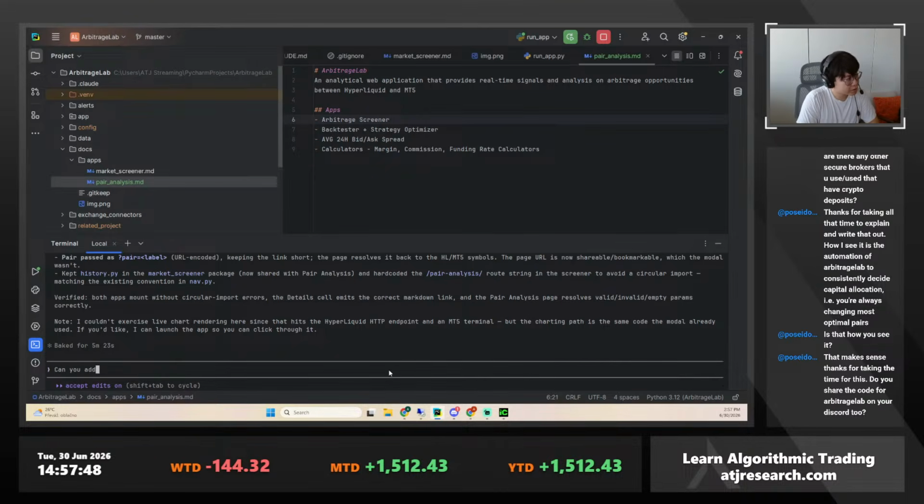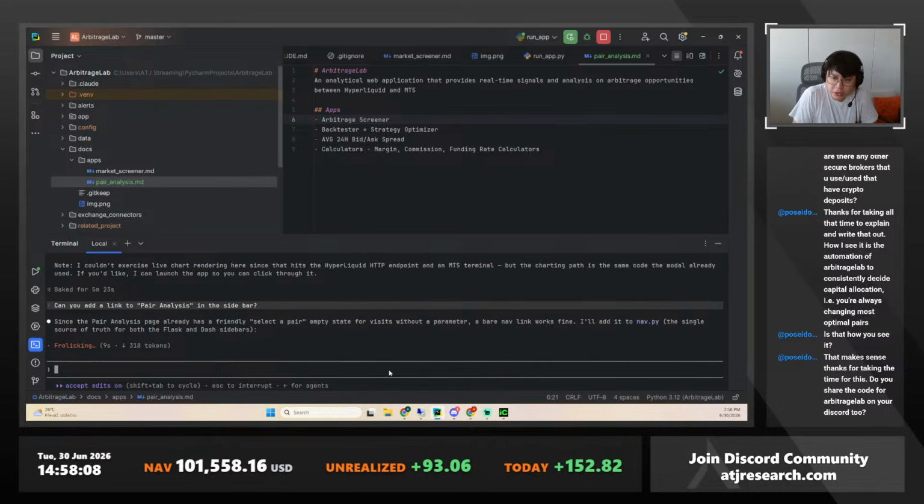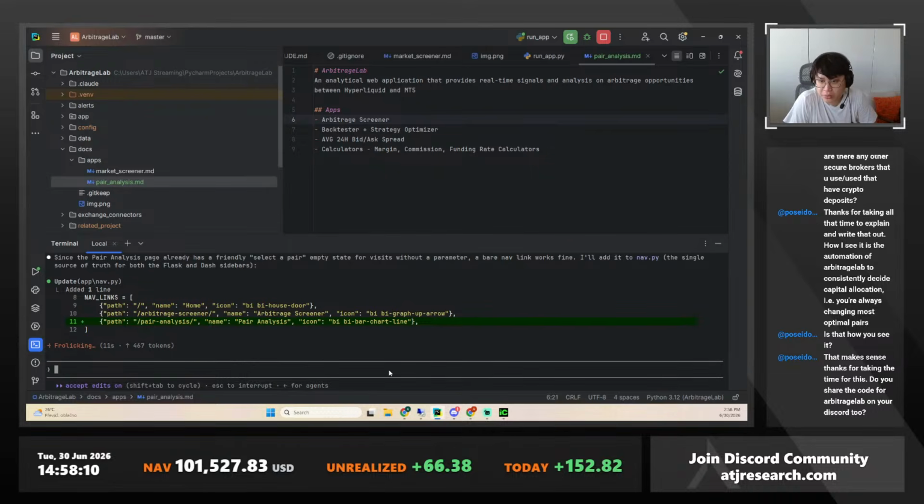Can you add a link to pair analysis in the sidebar? Question mark. Do you share the code for Arbitrage Lab on Discord too?